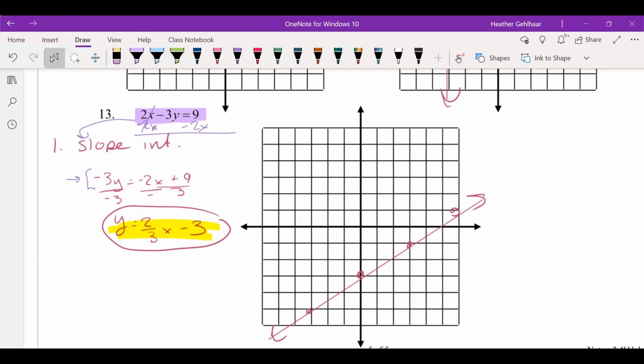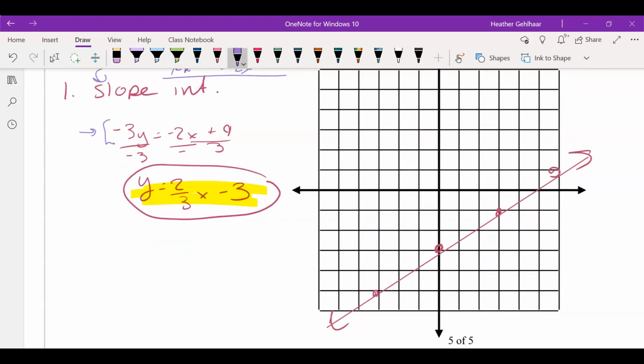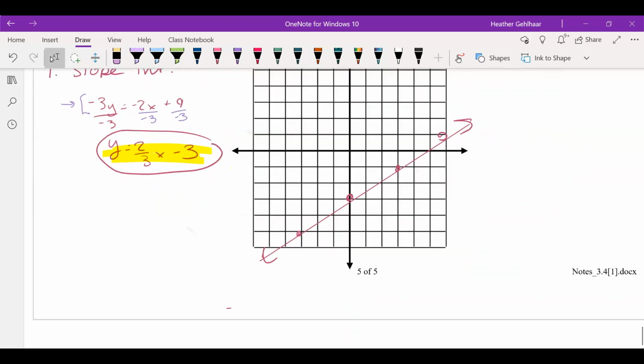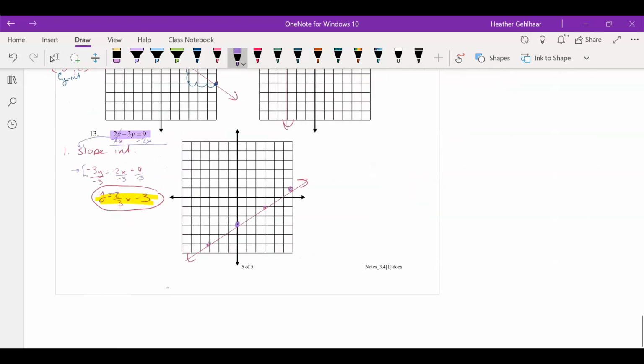I'm going to divide everything by negative 3. When we divide everything by negative 3, it's not just the 9, it's also this negative 2x. So negative 3 divided by negative 3, and then we'll get our equation in slope-intercept form. Then we can plot here our b value, which is negative 3, and it's a positive slope, right, because it's a negative and a negative. So up 2 over 3, up 2 over 3, and that's kind of all we can fit.